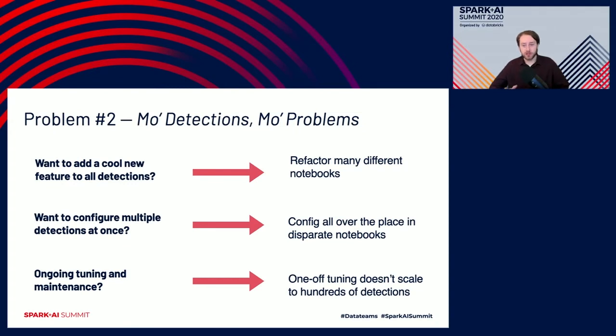Other problems started to surface only after we had already deployed a bunch of these jobs. Changing the behavior of all or a subset of the detections required a massive refactor across all these different notebooks, even if the feature you wanted was comparatively minor. Each job needs some degree of ongoing maintenance and performance tuning, which can get pretty tedious with all of these disparate configs and logic.